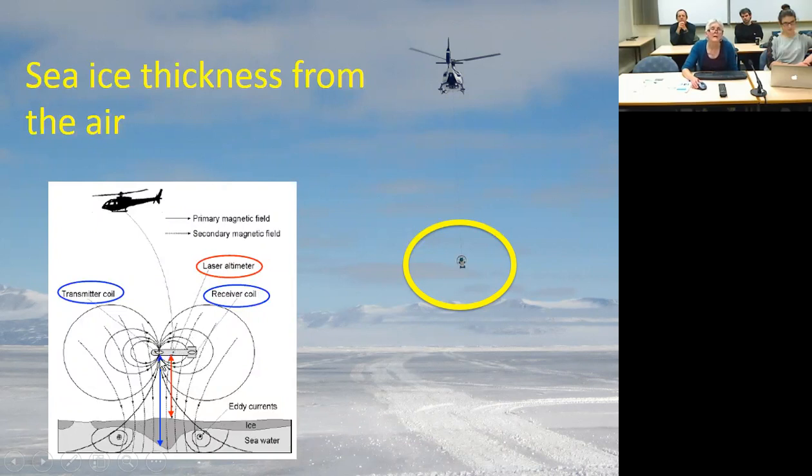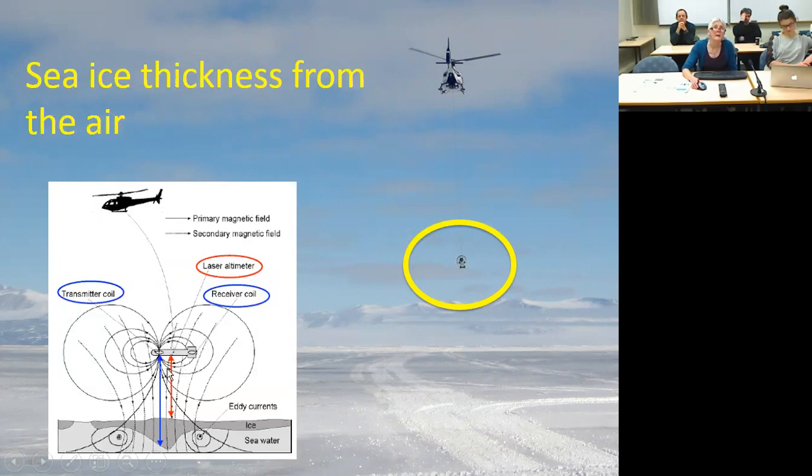The bird has in it a transmitter coil that produces a magnetic field, and that magnetic field causes a current wherever there is a conducting medium. Now, when the bird's flying over air and sea ice, the nearest conducting medium is the seawater. So it induces currents in the seawater. These currents are then picked up by another coil in the bird, the receiver coil. And so we can work out how far away the bird is from the seawater.